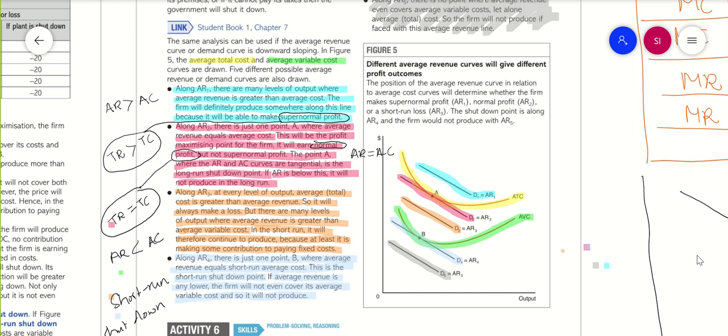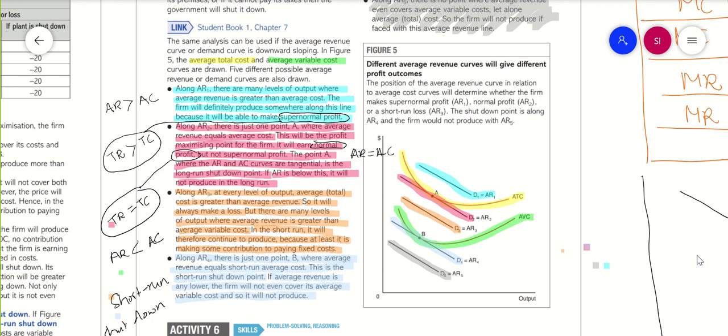So here we are looking at how different average revenue curves will give different profit outcomes. As an example, we have taken five different average revenue curves, mentioning D1 AR1, D2 AR2, D3 AR3 and D4 AR4, finally D5 AR5. As you can see, we have drawn three different curves: the demand and AR curve, secondly the average total cost curve, and then the average variable cost curve.